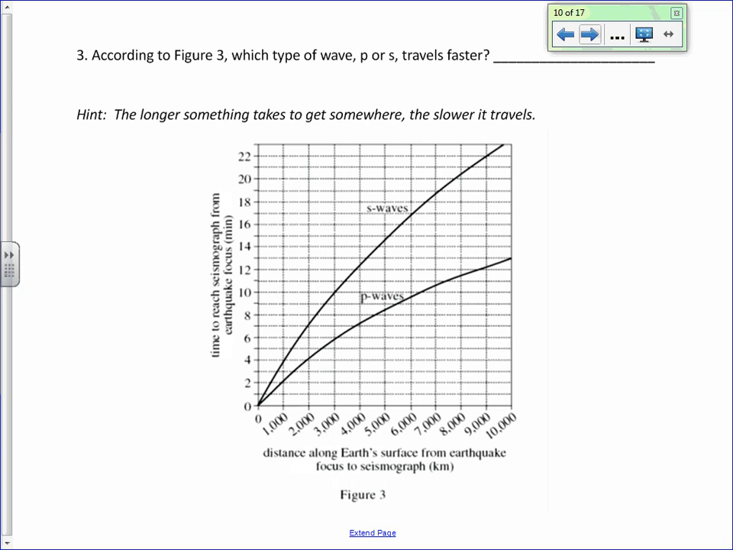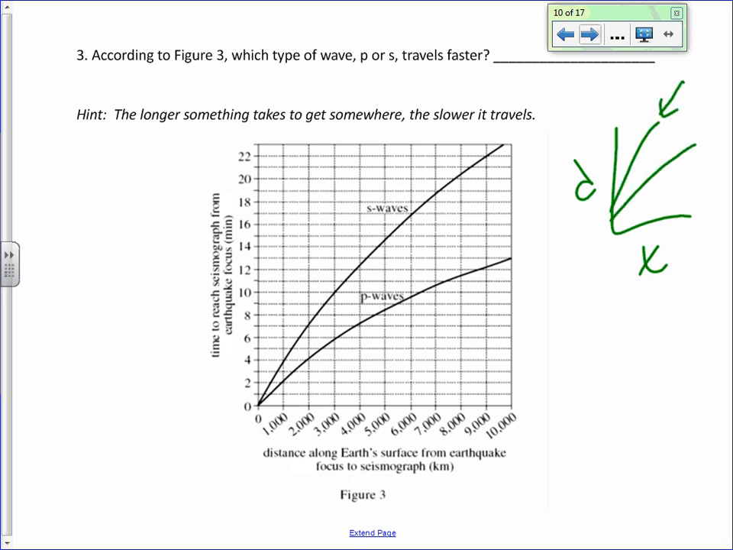I looked at the distance thing and just chose any random one, 4,000, and it took 7 minutes for the P waves to get to 4,000 kilometers and 12-ish minutes for the S waves. Excellent. In the old versions of this graph, where it was distance versus time, the line that was on top was always the faster line.